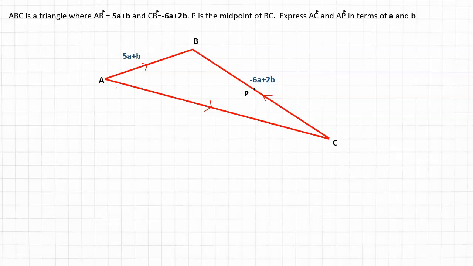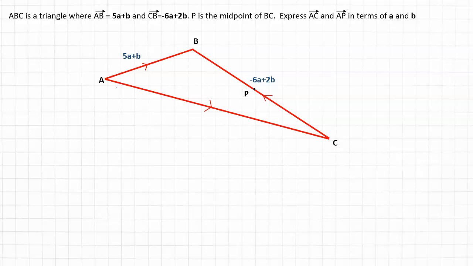Now, with questions at this level, there's quite a high chance that you will need to use vector addition. Recalling earlier what we said when adding vectors, you need to lie them end to end, and both vectors should point in a similar direction. So we need to use this knowledge of vector addition to find AC and AP.